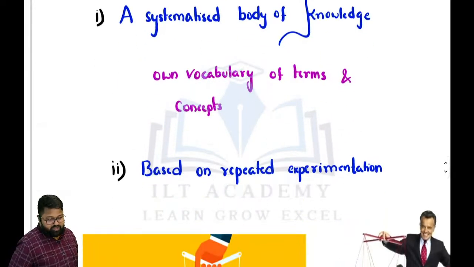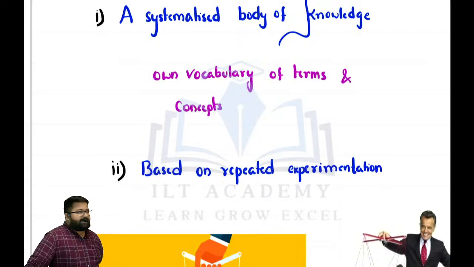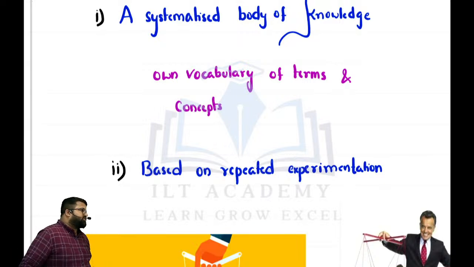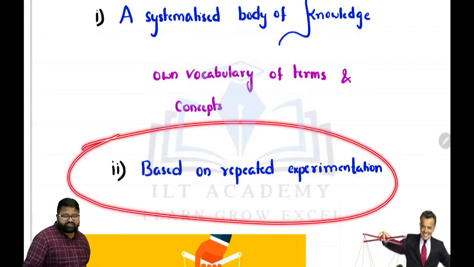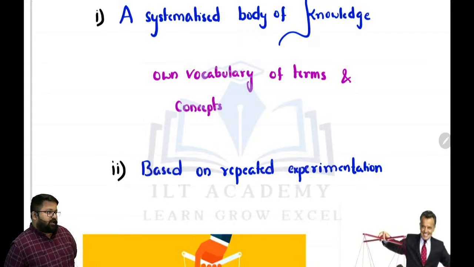And the second one, what is the second one, ma? Based on repeated experimentations. Normally management will implement a strategy, and if it is successful, they keep on implementing it. Okay, that's the second one. Write the second one, ma. Based on repeated experimentation. Done with writing.